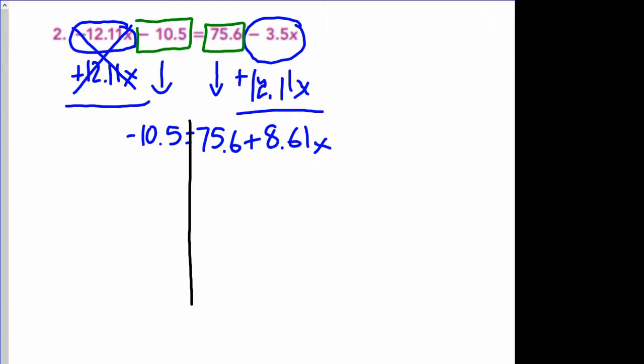it's pretty simple, right? All I need to do is isolate my x. Now we just have a basic two-step equation. So my first step, my inverse operation of addition is subtraction. So I'm going to subtract that 75 and 6/10 on both sides. And since they're both negative numbers, I'm going to add and keep the sign.